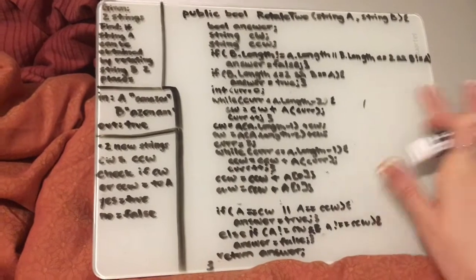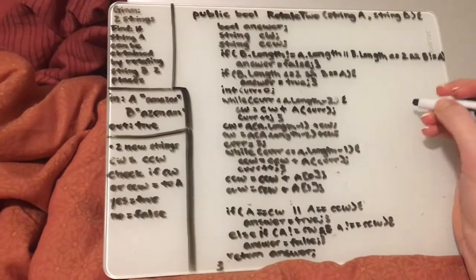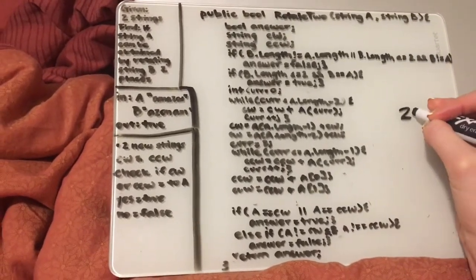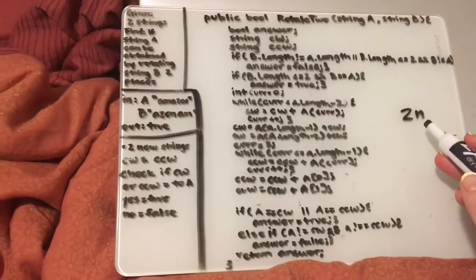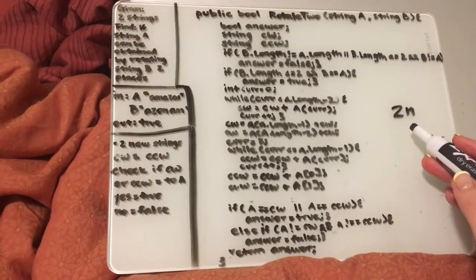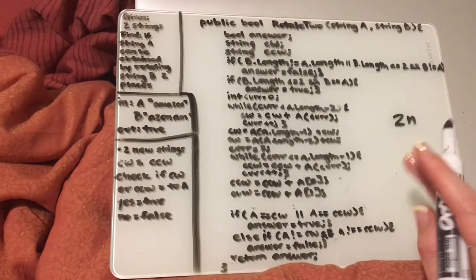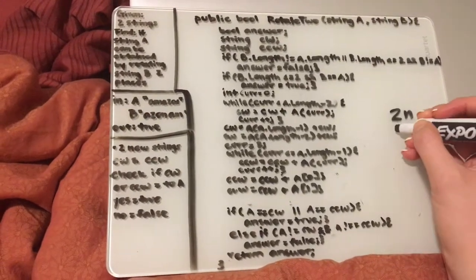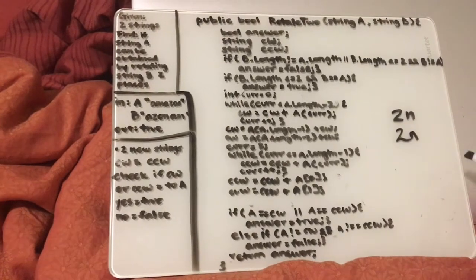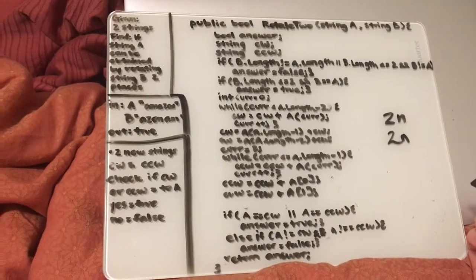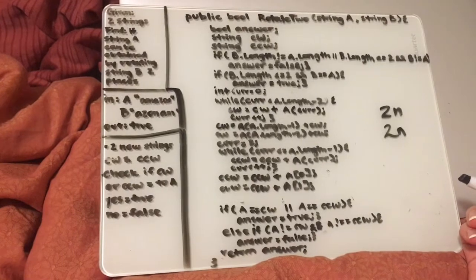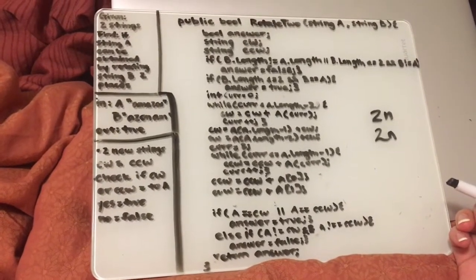Our time for this is going to be 2n, where n is the length of string A, because we're going to be going through string A 2 times to get our new strings, and our space is going to be 2n, because we're going to be creating 2 new strings the same length as string A.